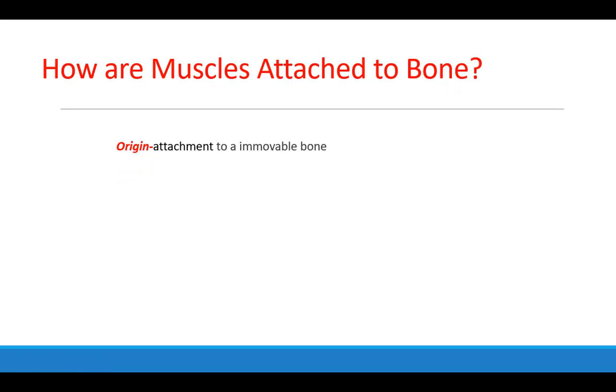The origin is where a muscle attaches to a bone that doesn't move. The origin of the muscle is where it is attached to a bone that doesn't move. It's anchored on that bone. The insertion is where the muscle attaches to a bone that moves. The insertion is where the muscle is pulling on the other bone. It's a movable bone. We attach to the movable bone.